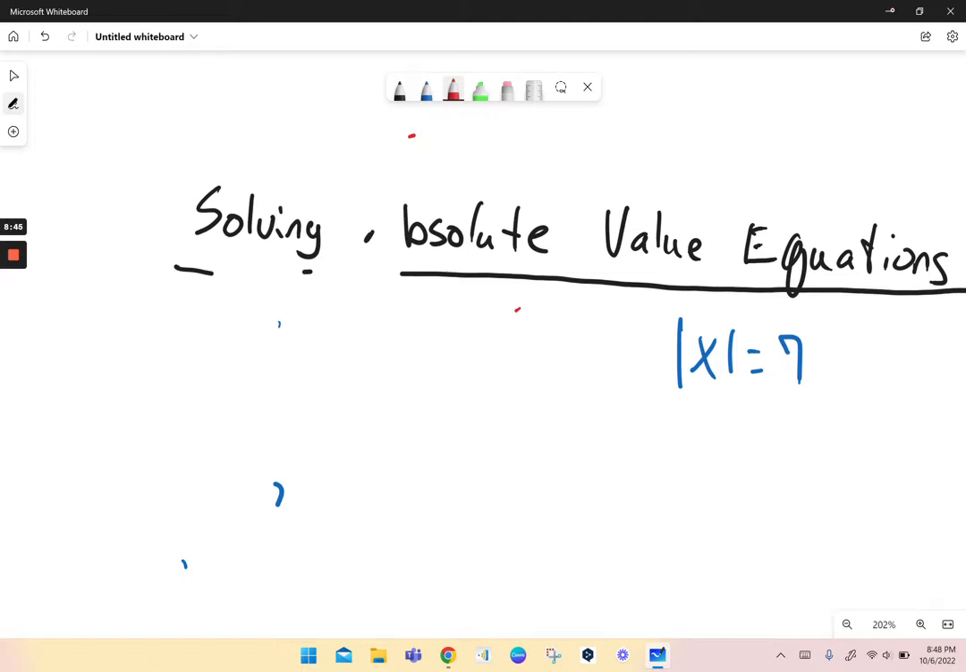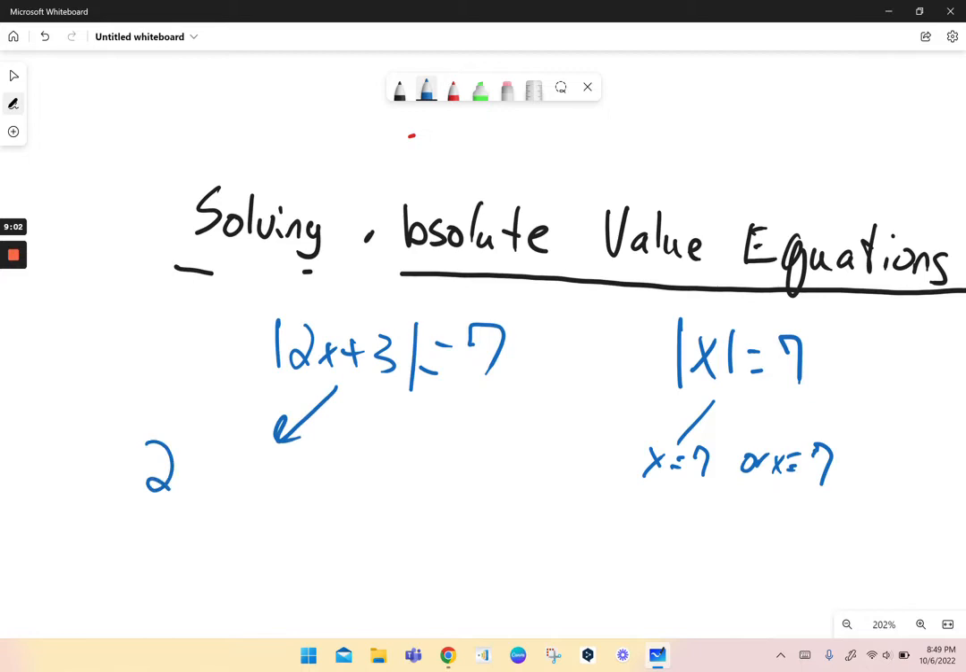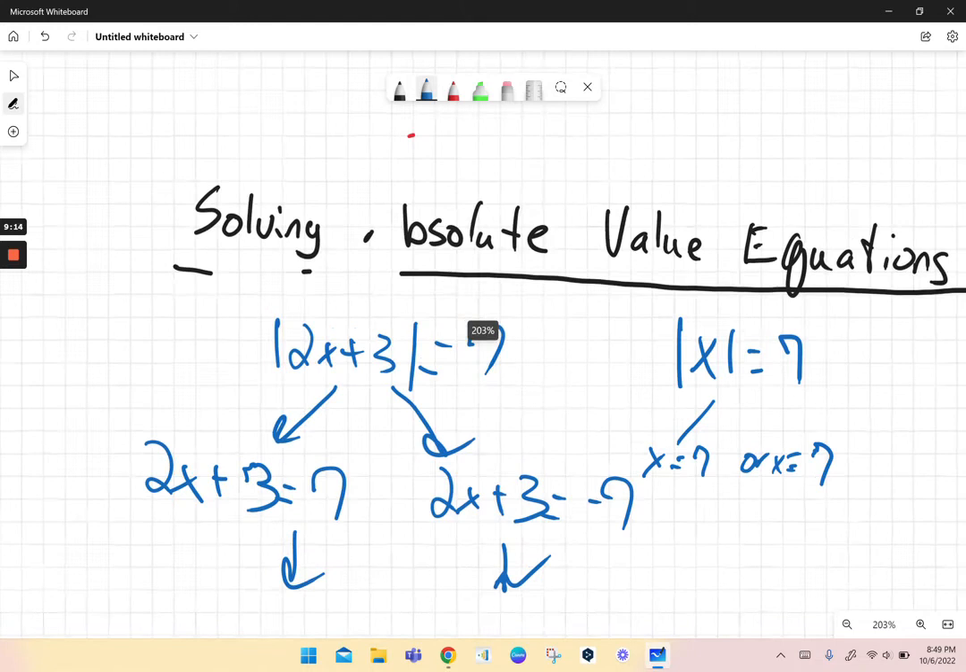Just like absolute value of x could be 7 or negative 7, if you have absolute value of something else, like the absolute value of 2x plus 3 equals 7, then the thing inside could equal 7, or the thing inside could equal negative 7, and we get two equations to solve. So let's see how you do on this on your own.